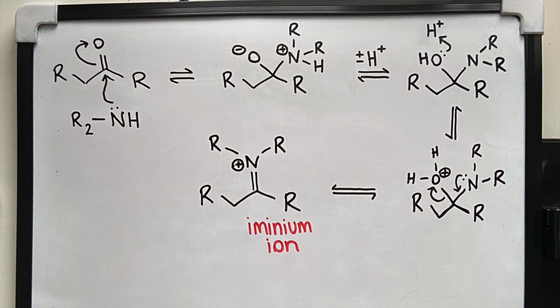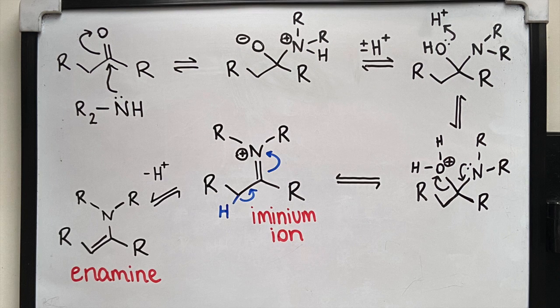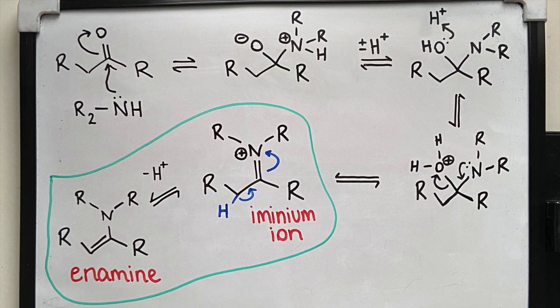The final step of this reversible reaction involves the loss of an adjacent proton, which quenches the positive charge on the nitrogen, regenerating the acid catalyst and forming the enamine product. It is this step which is unique to enamine formation, so ensure you pay particular attention here.